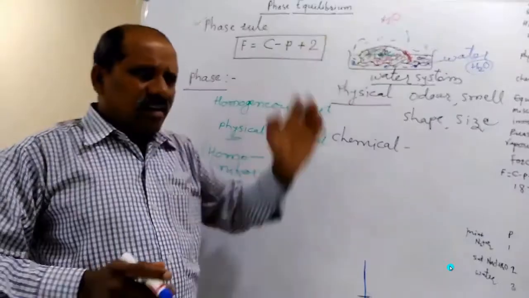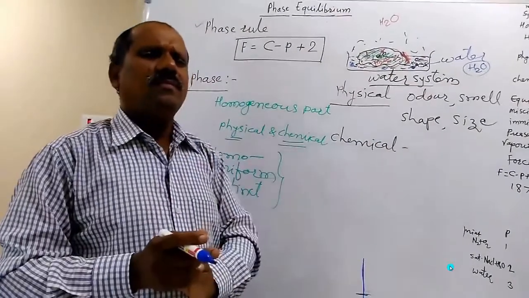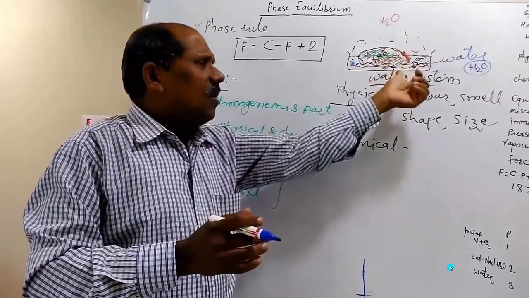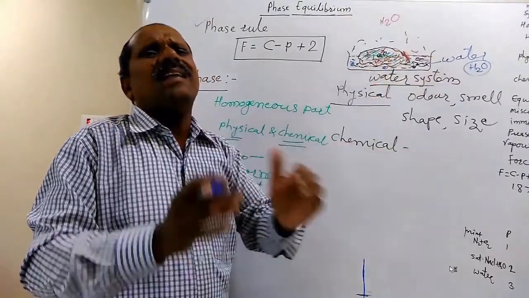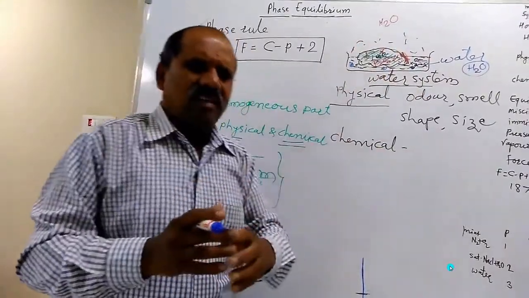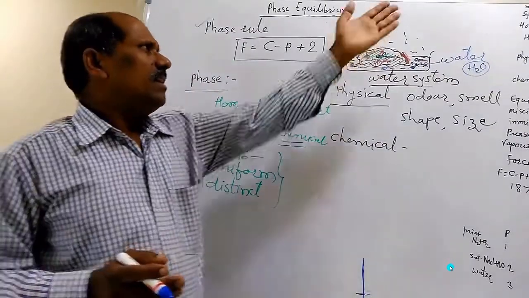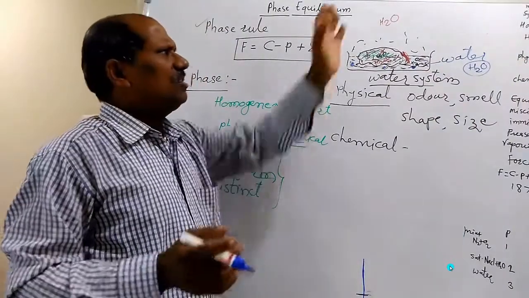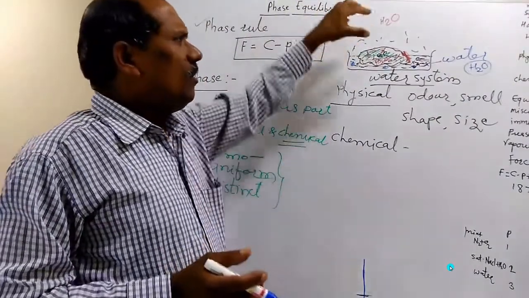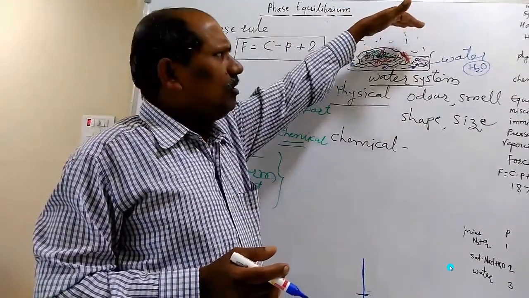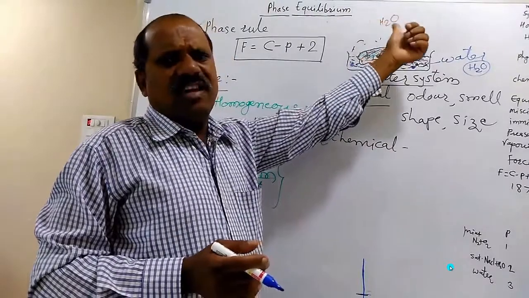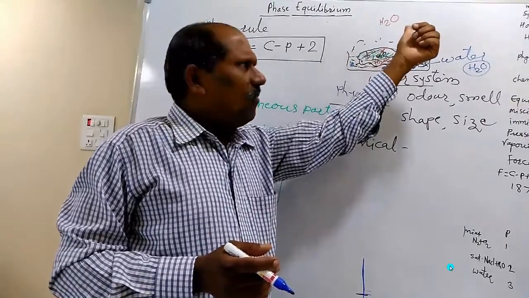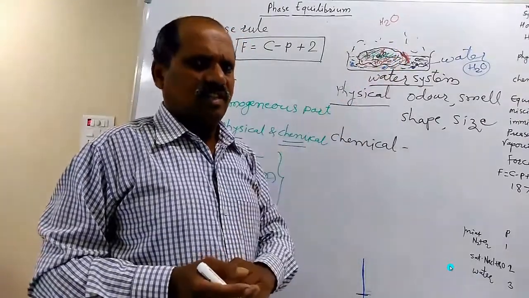In the water phase, in any part of the water, all the physical and chemical properties are the same, and hence liquid water is acting as another phase. The same holds for the gaseous state, that is the vapor. The vapors are also the same throughout, physically and chemically, and hence the vapor state of water is acting as the third phase of the water system.